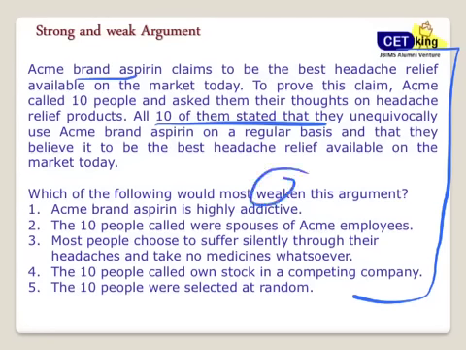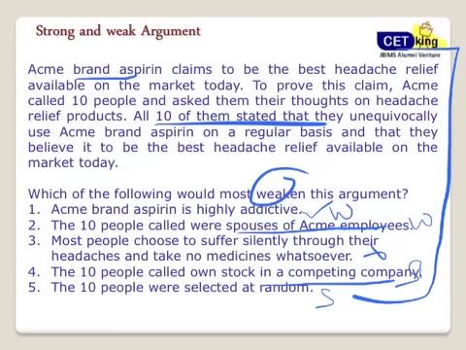Acme brand aspirin is highly addictive. Yes. This will weaken the argument, because if it's addictive, that's why people are taking more quantity. So that will weaken my argument. The 10 people called were spouses of the employees. That will again weaken the argument. Most people choose to suffer silently throughout the day, out of scope. The 10 people called were from the staff of competing companies. Strengthen the argument. The 10 people were chosen randomly, strengthen the argument. So the answer is between A and B.